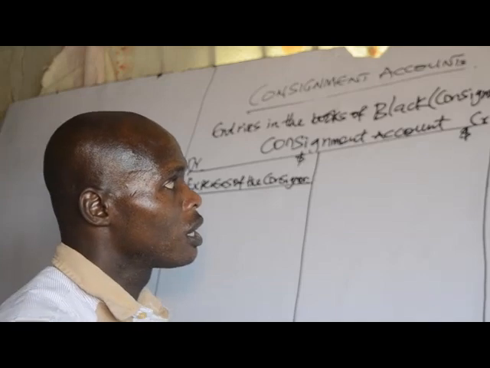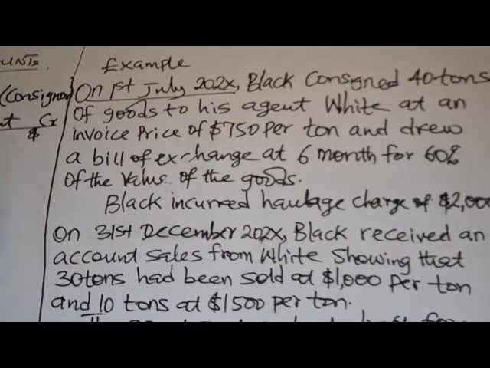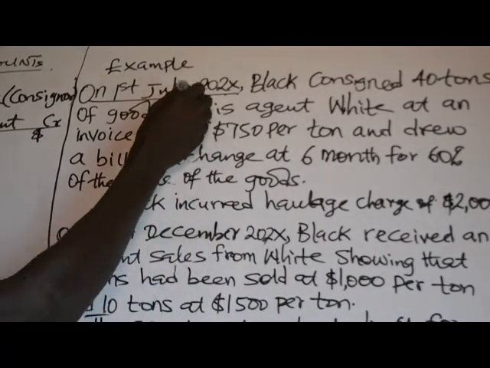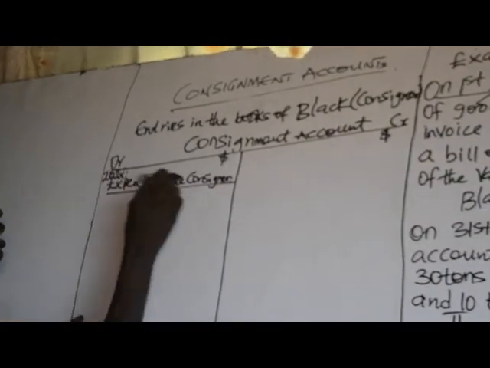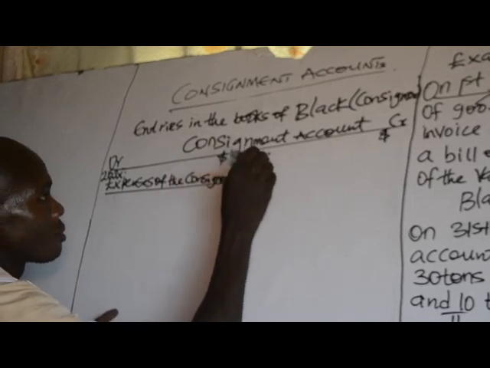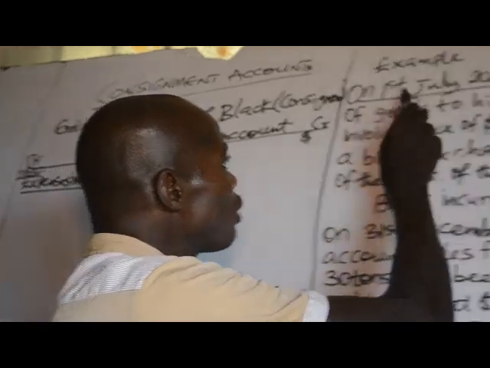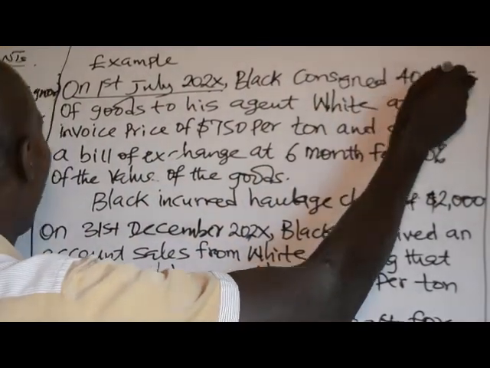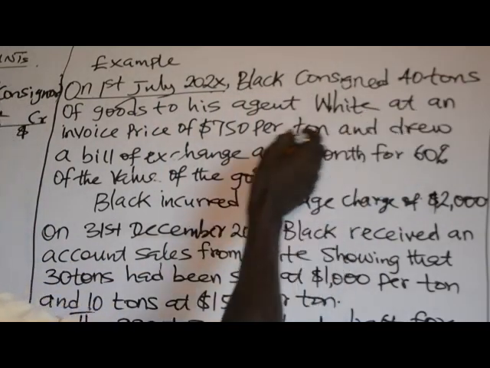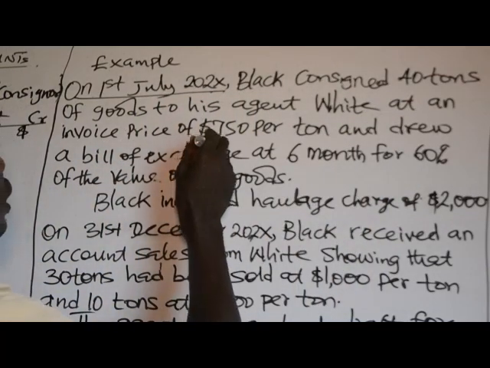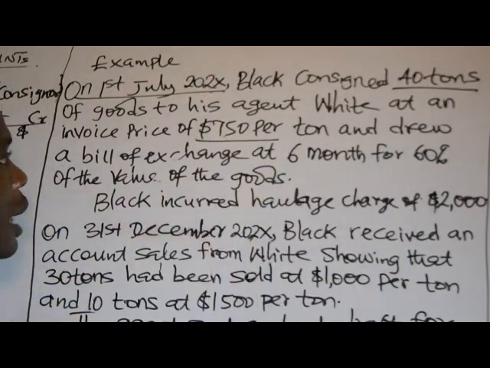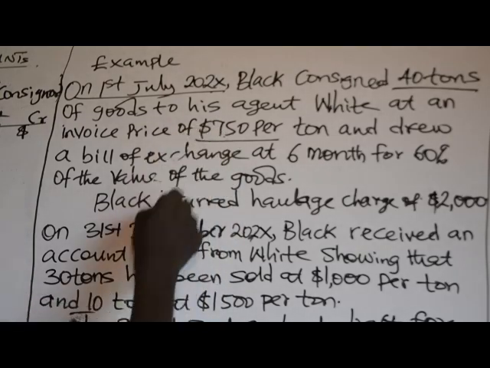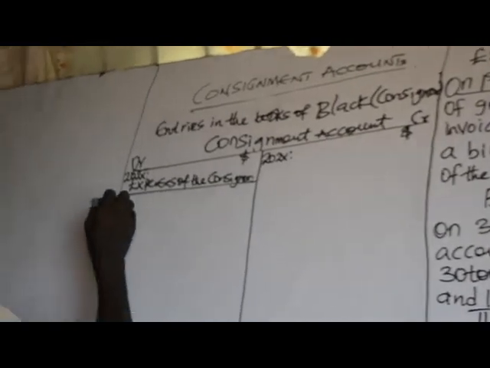Back to the question. On 1st July 22X, meaning that the transaction took place in the year 22X, Black consigned 40 tons of goods to his agent, White, at an invoice price of $750 per ton. That is, 1 ton is $750. Therefore, goods on consignment.